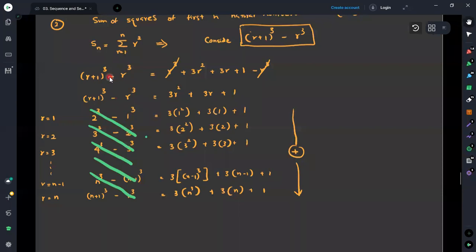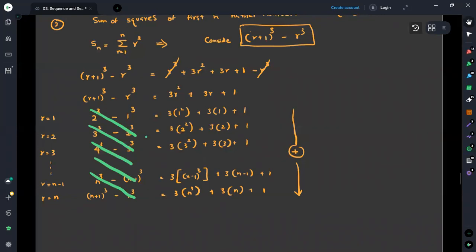For the expansion, we obtained r plus 1 to the power 3 as r cube plus 3r squared plus 3r plus 1. Then we had minus r cube, so r cube and minus r cube cancelled out, and we obtained the difference of r plus 1 cube and r cube as 3 times r squared plus 3r plus 1.